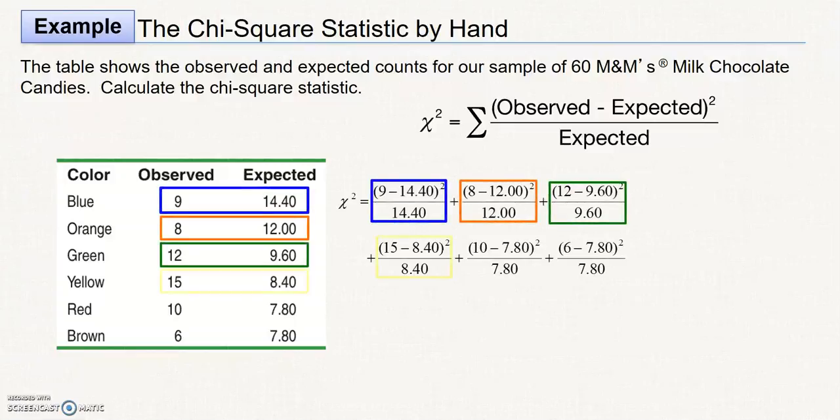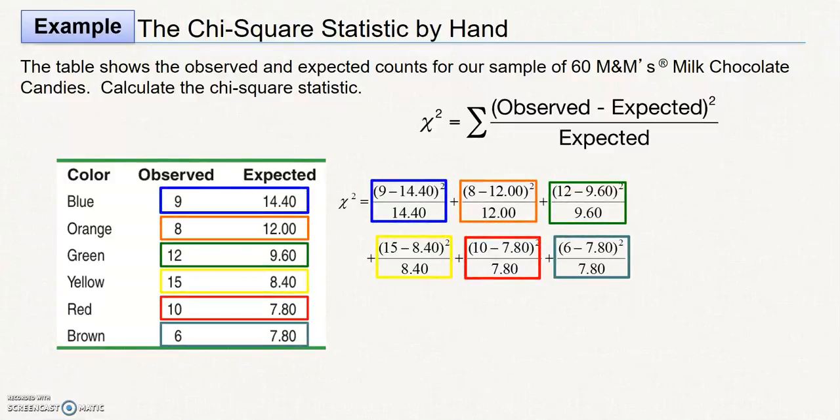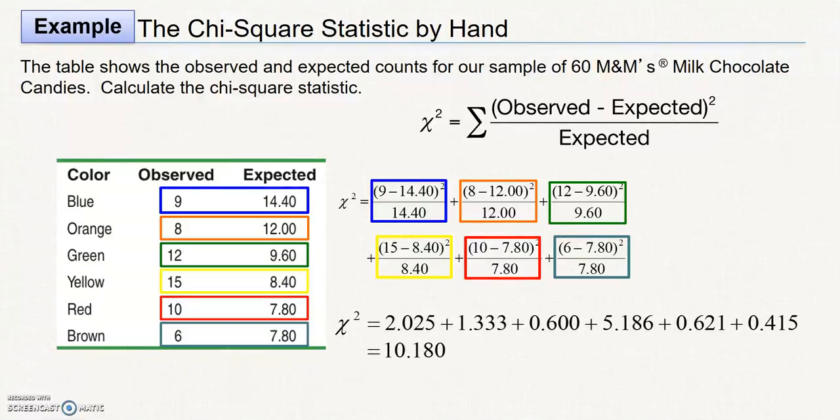Notice we have our observed, blue, is 9, minus our expected, 14.4. Square it, divide by expected, plus, now we will do orange. We observed 8, subtract our expected, which is 12, square it, divide by 12, and you can continue this pattern. If you sum all of those, you get a test statistic, chi-squared, of 10.18.